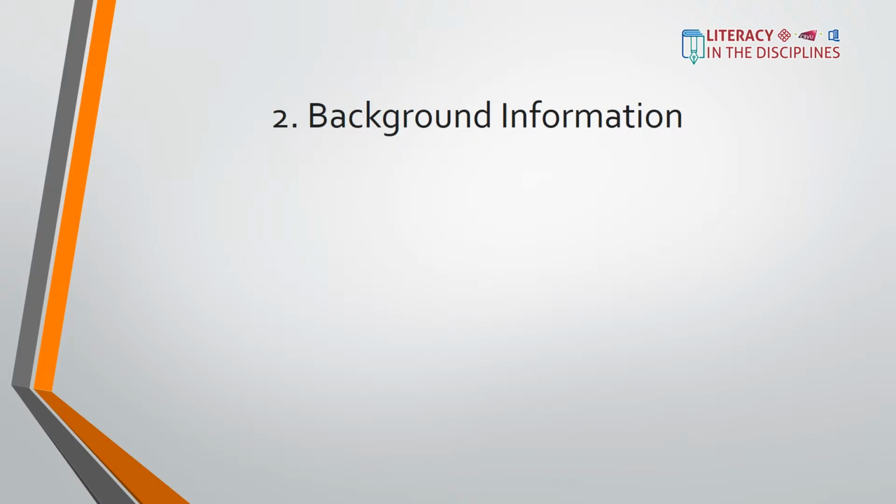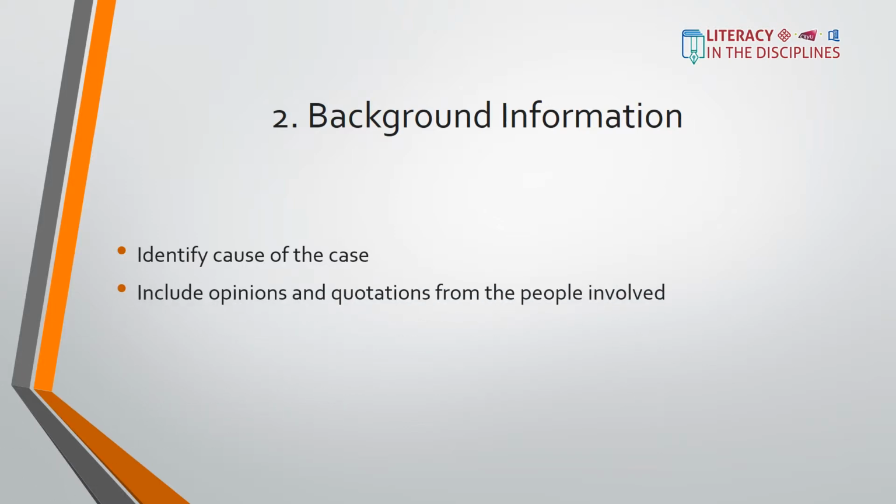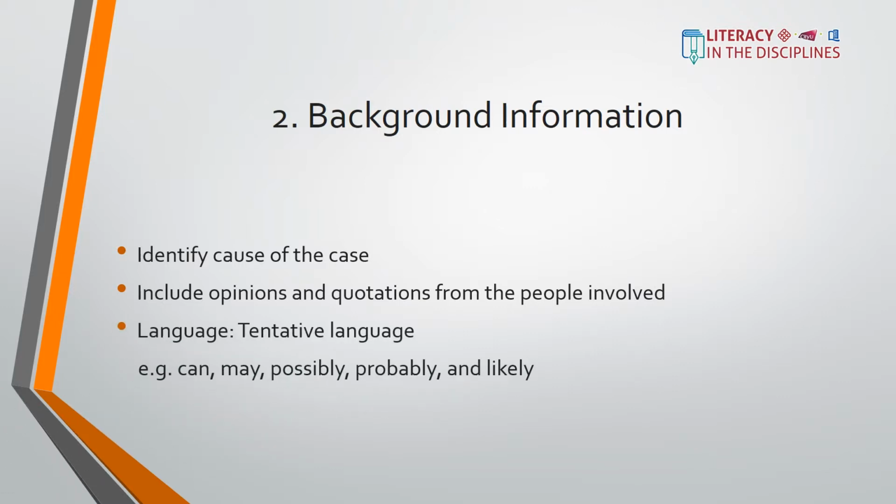You need to clearly identify the relevant information. This could include the causes of the case. It may also include some opinions and quotations from the people involved. When describing causes, you are often not 100% certain of the cause. Therefore, you should use tentative language. This means using modal verbs like could, may, and might. You can also use adverbs such as possibly, probably, likely.